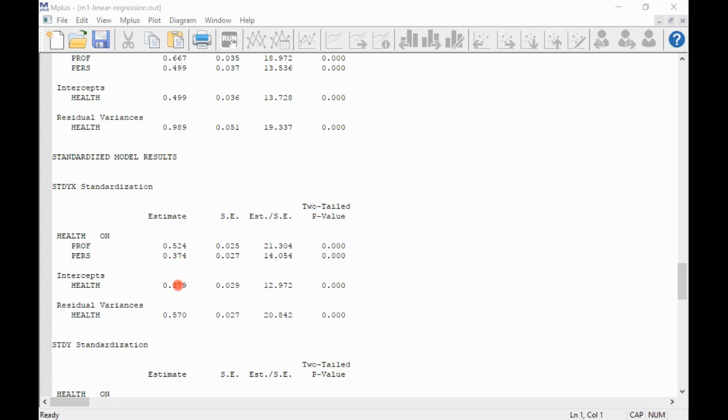And then you also have information about the intercept. So this is the intercept of the regression path, and it represents the level of health you would have if the predictors were both 0. This is because in regression, you want to know how much health would be increased as an outcome of heightened professional and personal fulfillment on top of what the level of health would be otherwise.